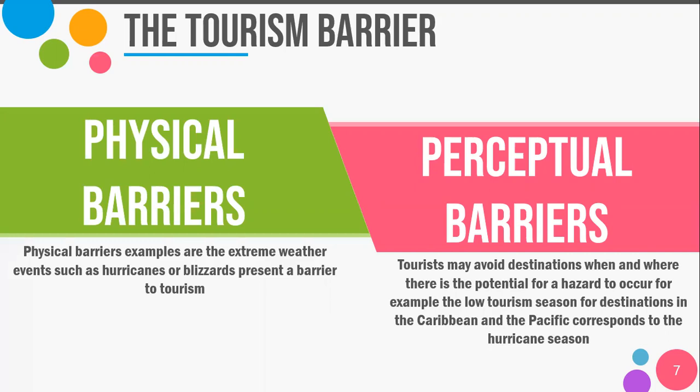You are avoiding the place because of potential hazard. It is not dangerous, but there is potential to be dangerous to the tourist. That is known as perceptual barrier. So if physical barrier is something that exists in front of us, perceptual barrier is something that is playing in our mind, because we are afraid that something will happen to us. That is the moment that is known as perceptual barrier.